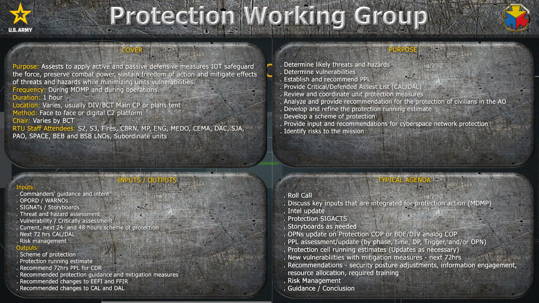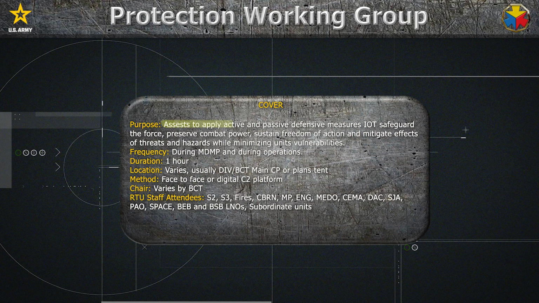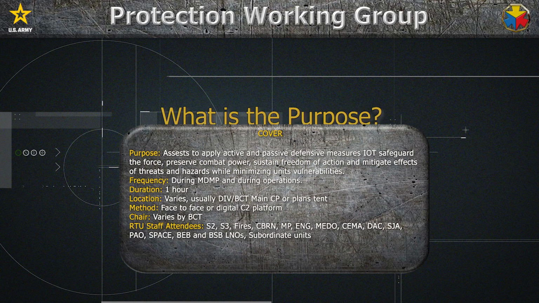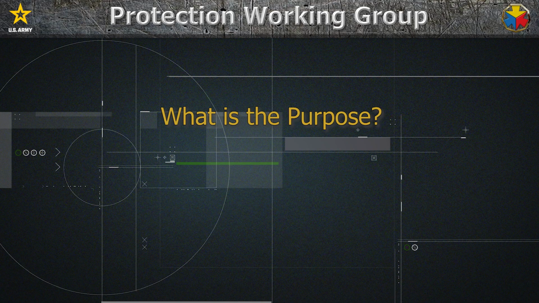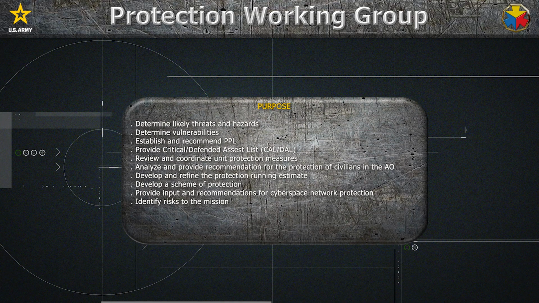This is an example to help the protection working group team provide structure and organization to their meeting. The protection working group recommends assets to apply active and passive defensive measures in order to safeguard the force, preserve combat power, sustain freedom of action, and mitigate effects of threats and hazards while minimizing units' vulnerabilities. So what is the purpose of protection working group? Well, regardless of echelon, the protection working group has the same purpose. Here are some purposes of conducting a protection working group.